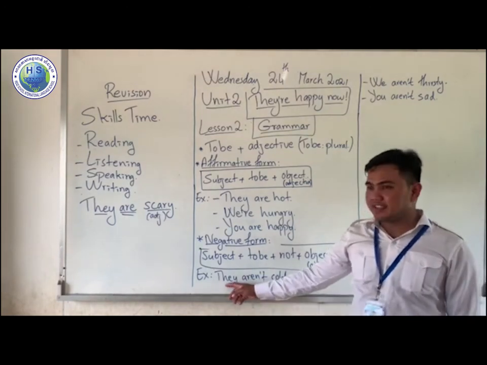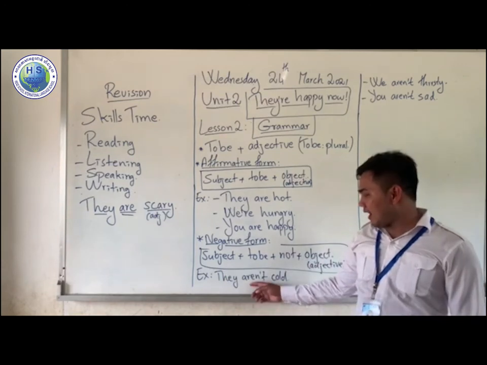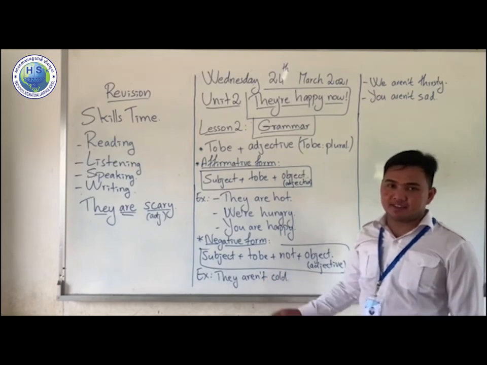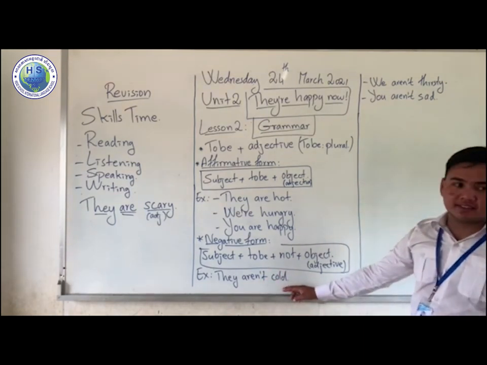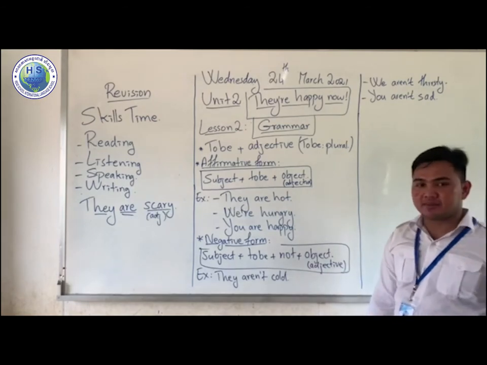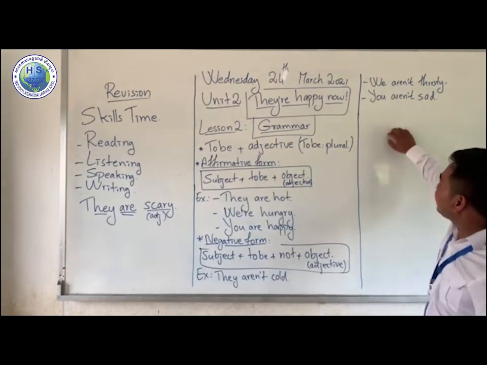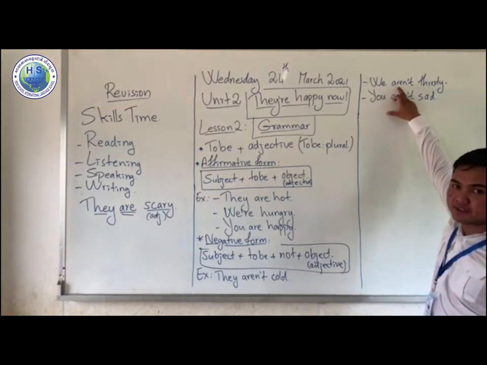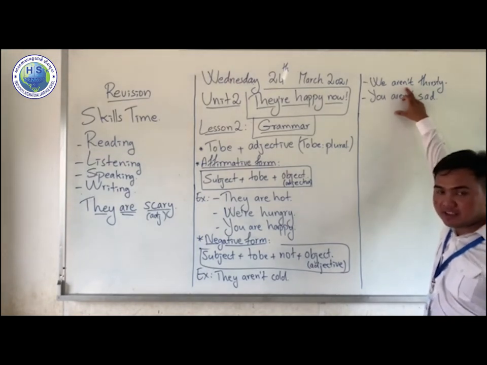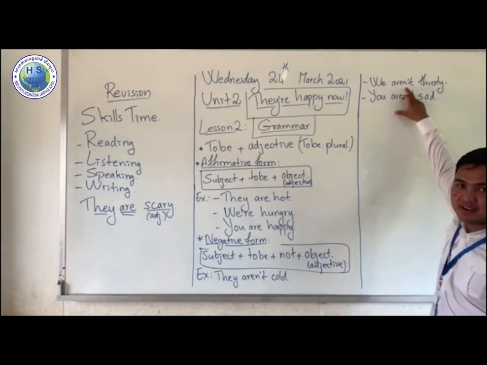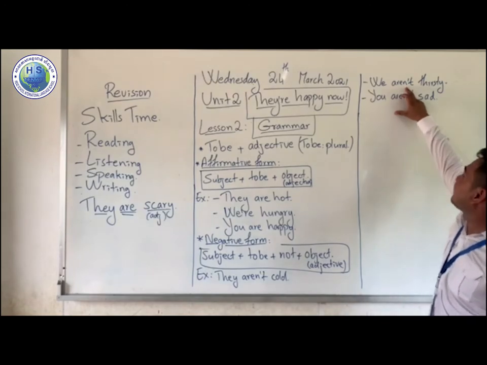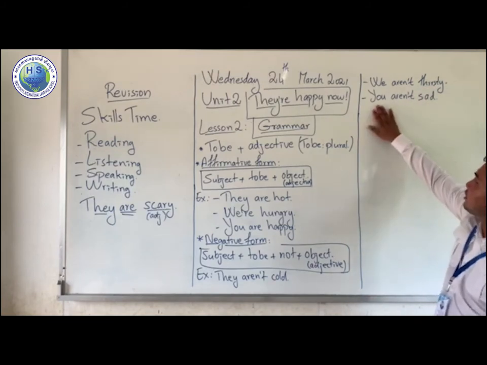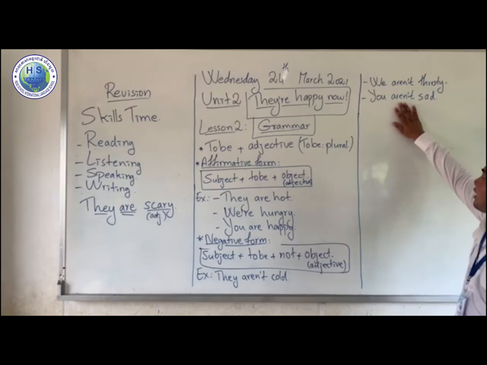Okay. Now, look. They is the subject. Are is the verb to be and not. And cool is the object, here an adjective. We is the subject. Are is the verb to be and n't becomes the verb not. And thirsty is the object.